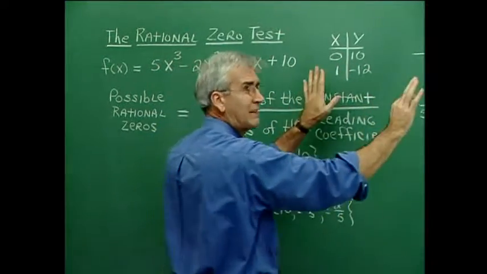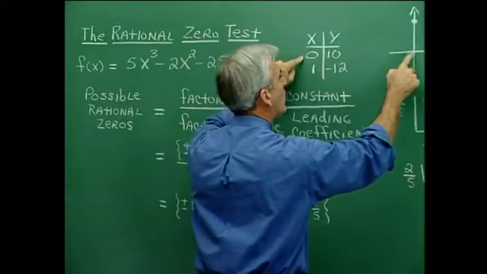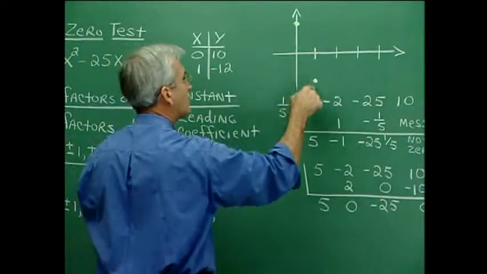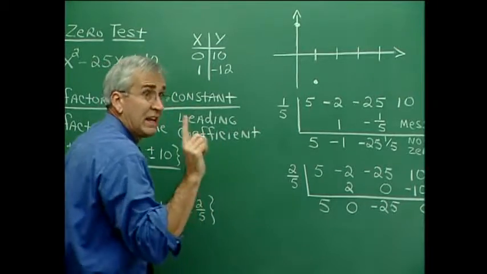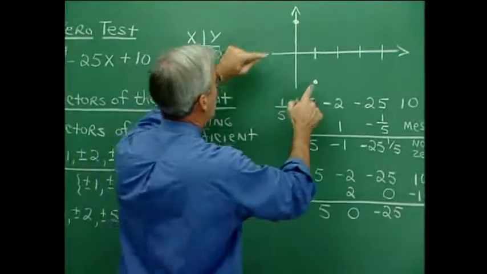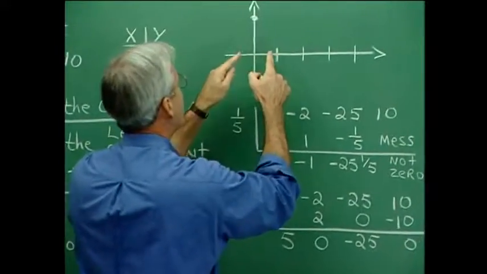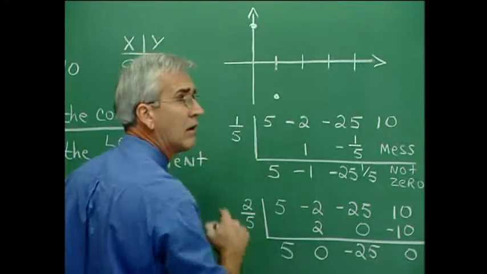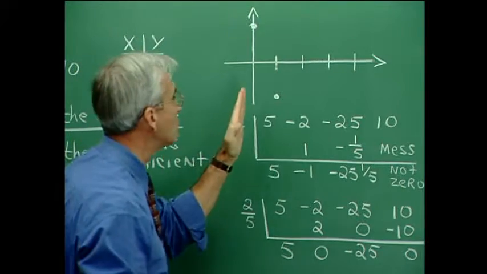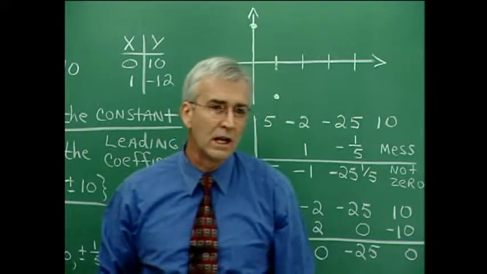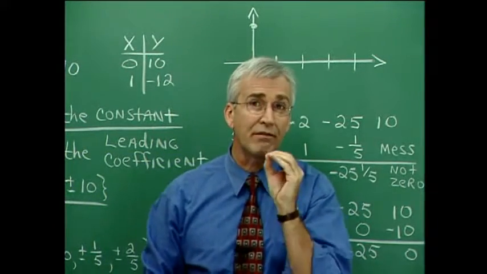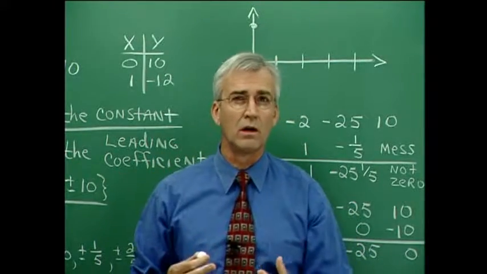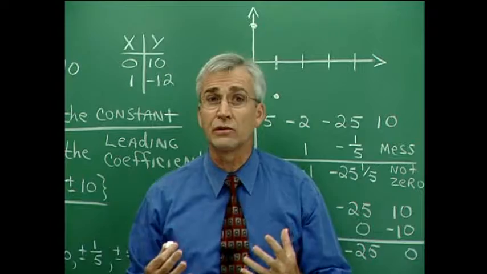Now, just relatively speaking, 0 goes to 10 is just up here somewhere, and 1, negative 12, is down here somewhere. Now, with the intermediate value theorem, we know that there is a crossing in the interval from 0 to 1. So we have a 0 in here. And if we can identify a 0, it can lead us to a factor, and that will make the function a little easier to deal with.